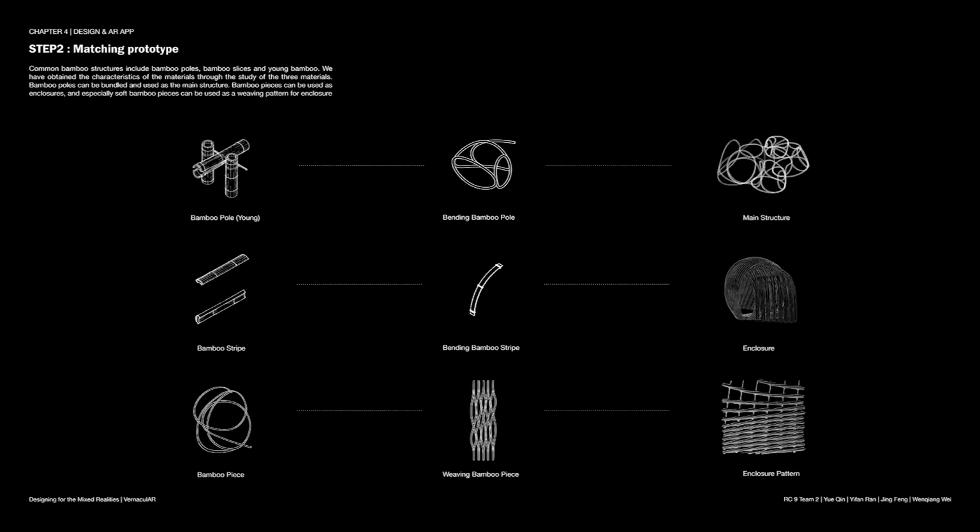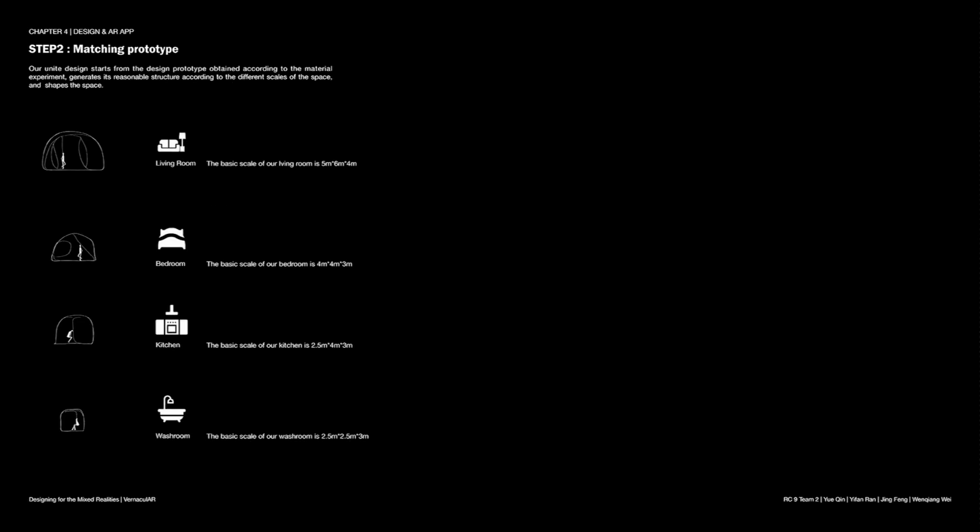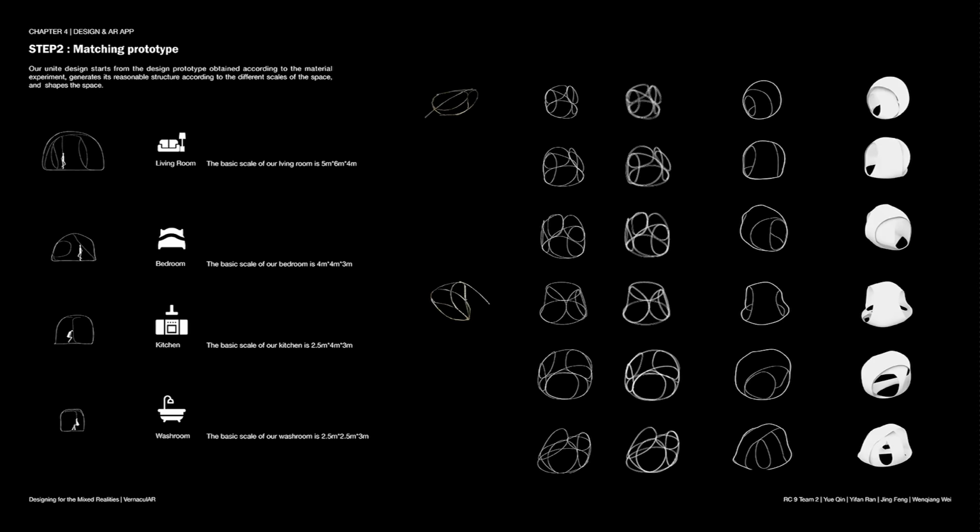Common bamboo structures include bamboo poles, bamboo strips, and young bamboo. Bamboo poles can be bundled and used as the main structure. Bamboo strips are for enclosures, and soft bamboo strips can be used as weaving pattern for enclosure. Our unit design starts from the design prototype obtained according to the material experiment, and we generate its structure according to the different scales of the space. The main frame at the same time shapes the space as well.